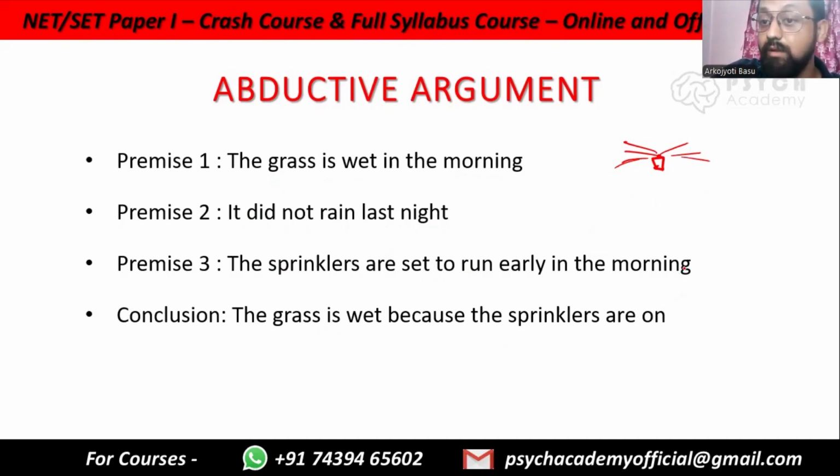It could have been something else also. Maybe somebody just spilled water onto the grass or something like that. Or maybe it is not rain at all, but very heavy dew or moisture that has accumulated. It can be anything. But the point is, we are simply making a connection based on what is the most likely one. Because an abductive argument assumes that we do not have all the necessary information.